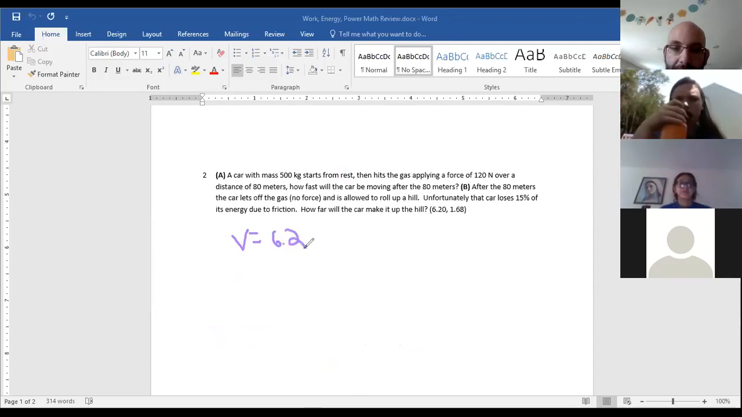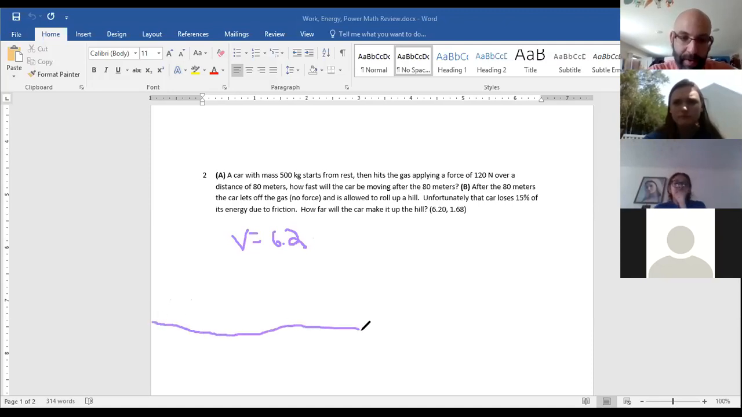Okay, so now the car is losing 15% of its energy due to friction. How far will the car make it up the hill? So this is now a conservation of energy problem. In the beginning of this problem, it kind of looked like this. We went straight. That's a terrible straight line, but imagine that's straight. And then we hit a hill and, oh my God, let me just start over.